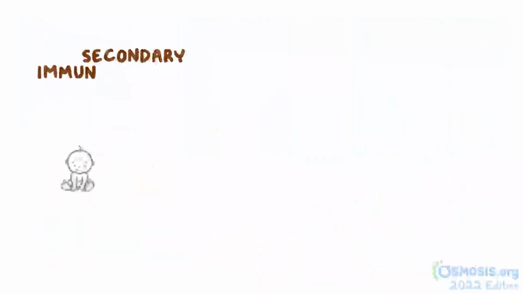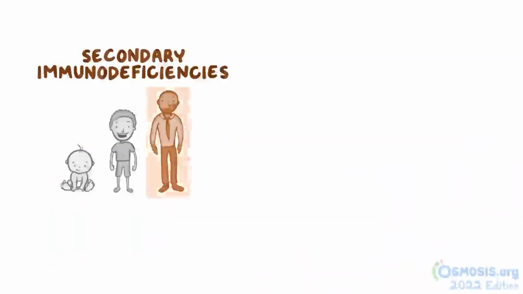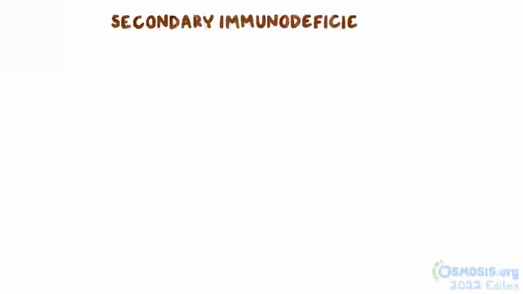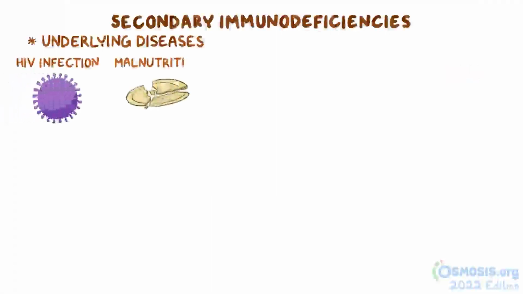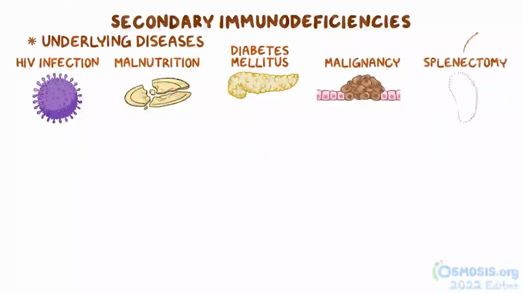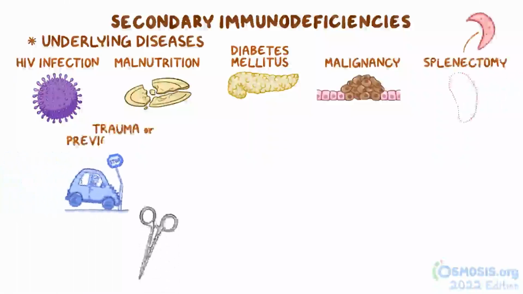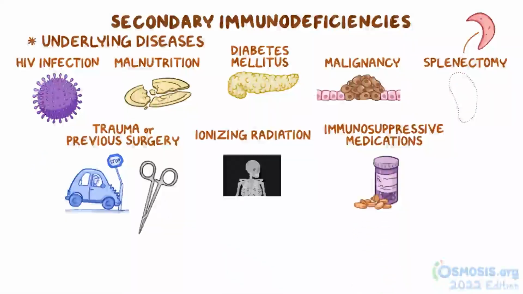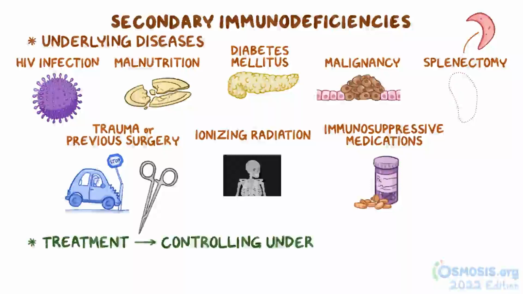Okay, now secondary immunodeficiencies usually occur well after infancy, while most primary immunodeficiencies are inherited and present during the first few years. Secondary immunodeficiencies can be caused by underlying diseases like HIV infection, malnutrition, diabetes mellitus, malignancy, splenectomy, for example due to sickle cell disease, trauma or previous surgery, ionizing radiation, and immunosuppressive medications. Treatment is based on controlling the underlying disease or stopping the offending medication.